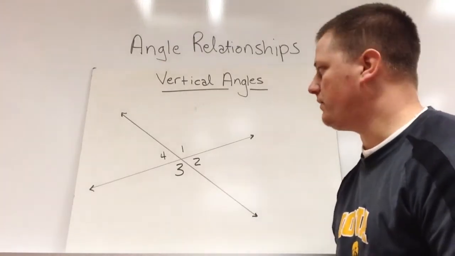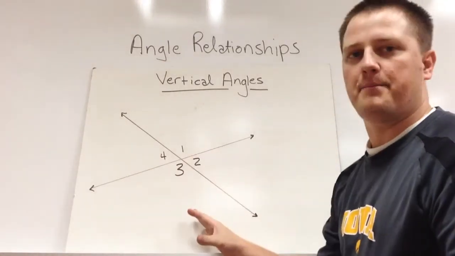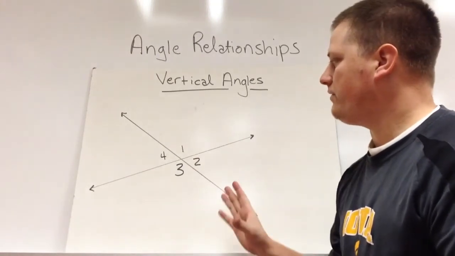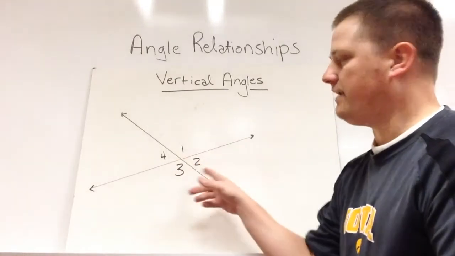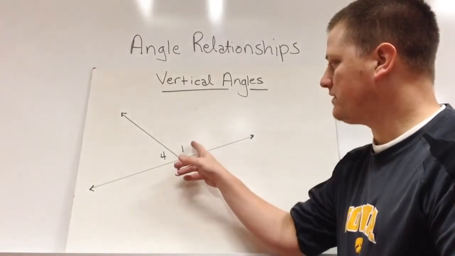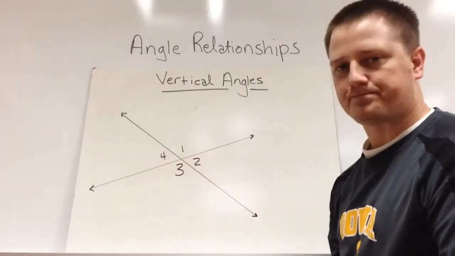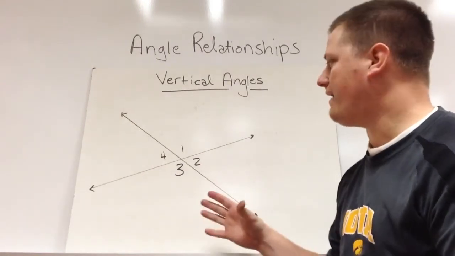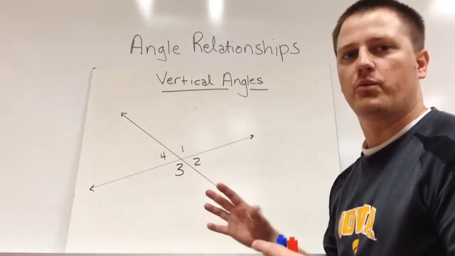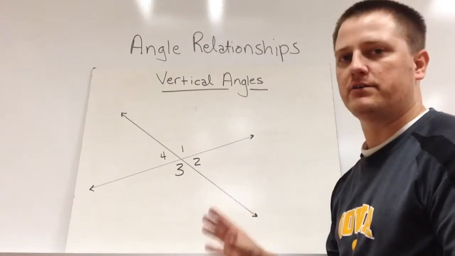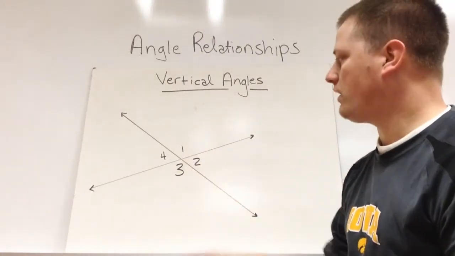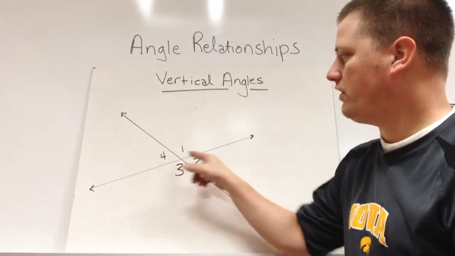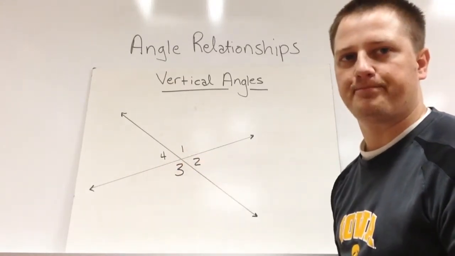The next part will be to look at a picture that looks like this, and what we have are two lines crossing each other and making four angles, and I've numbered the angles 1, 2, 3, and 4. We're going to look at how the vertical angles relate to each other. Vertical angles would be angles 1 and 3 are vertical to each other, or angles 4 and 2 are vertical to each other.